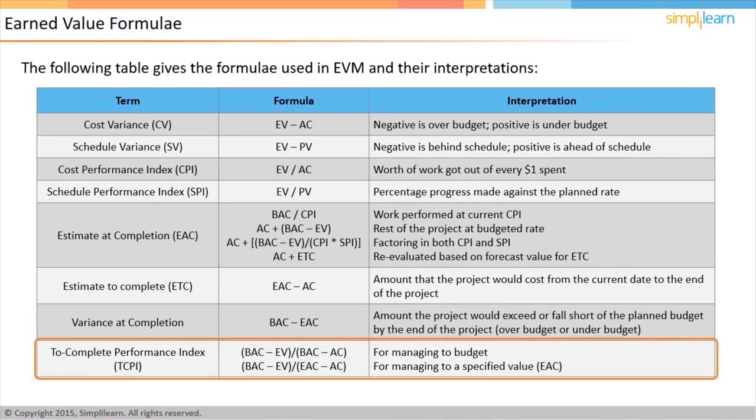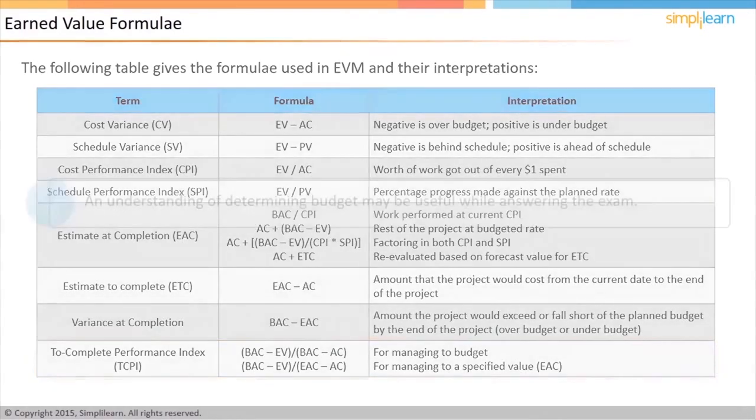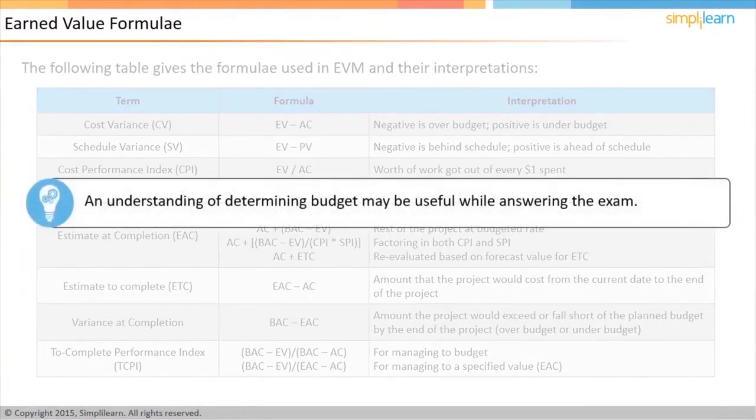Similarly, if it has to be managed within a revised target, say EAC, then TCPI is calculated as BAC minus EV by EAC minus AC. Before the start of the PMP exam, please make a note of the formulas of the earned value technique. In the next screen, let us look into a business scenario to understand this concept better. After reading the problem statement, click the Solution button to look at a possible answer.